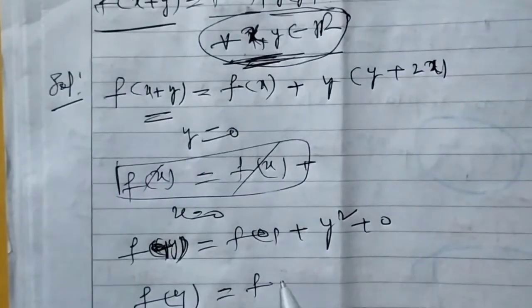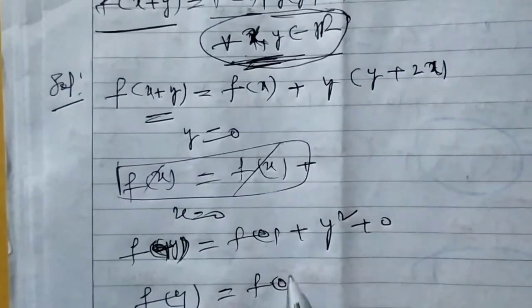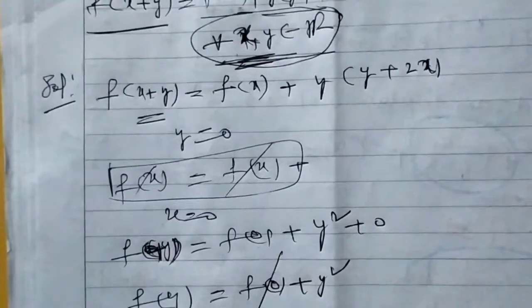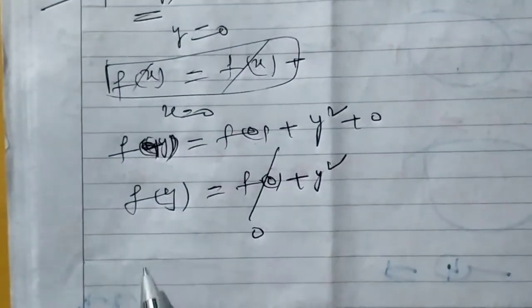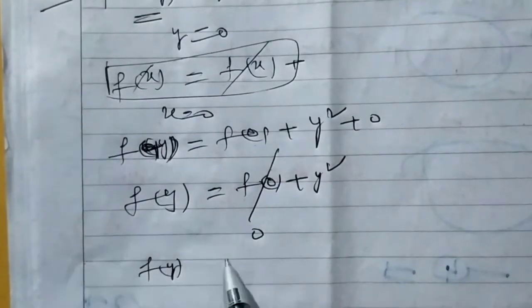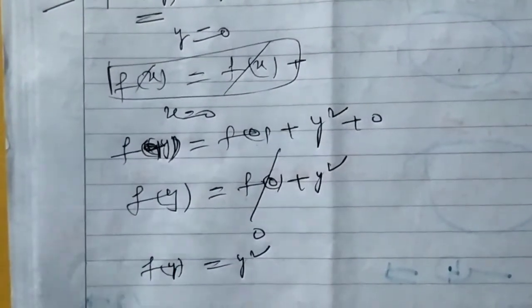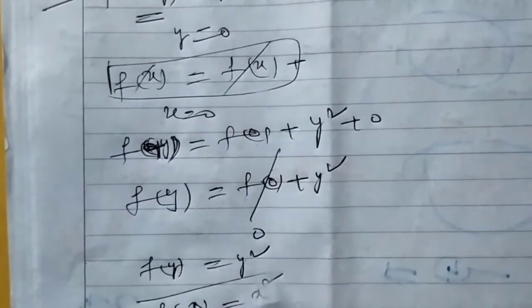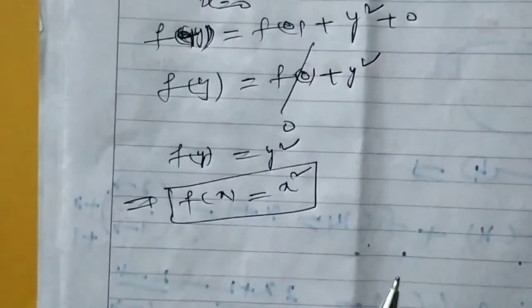f of 0 plus y square. As f of 0 is equal to 0, we can write f of y is equal to y square. That implies, in terms of x, you can write f of x is equal to x square. This is the required function.